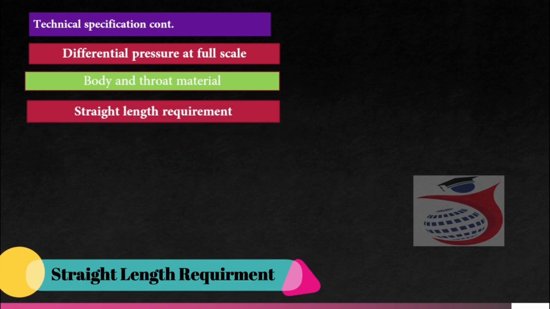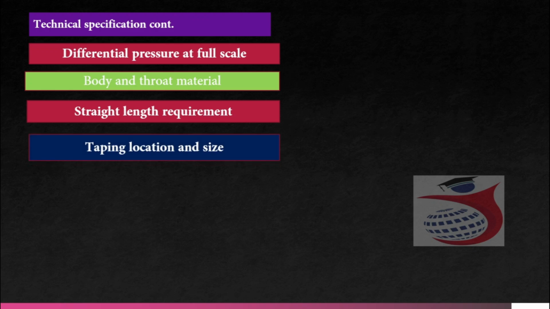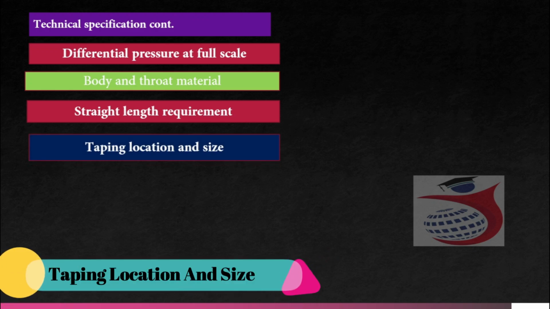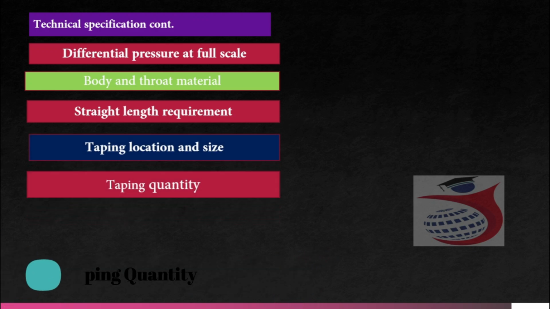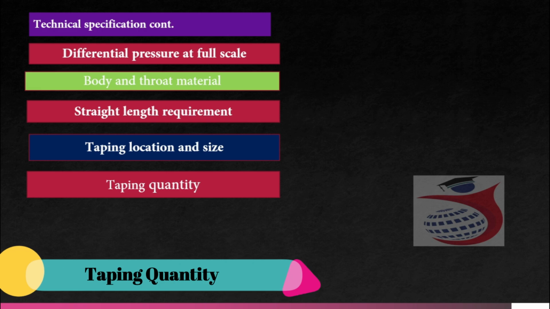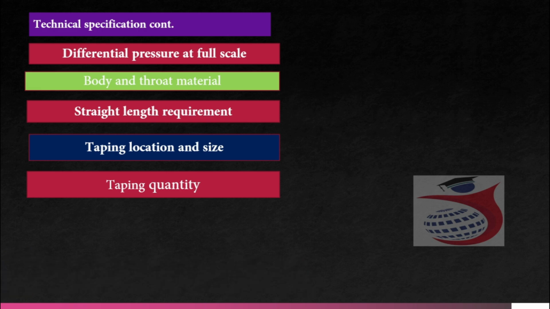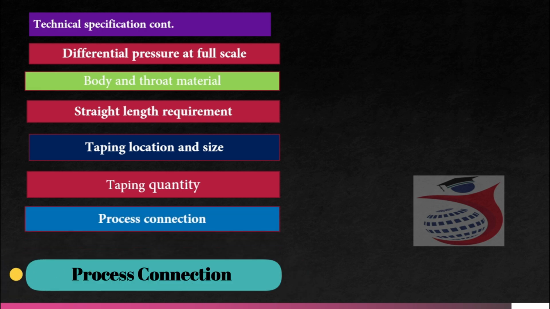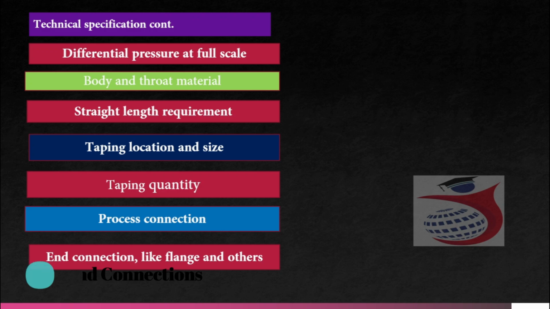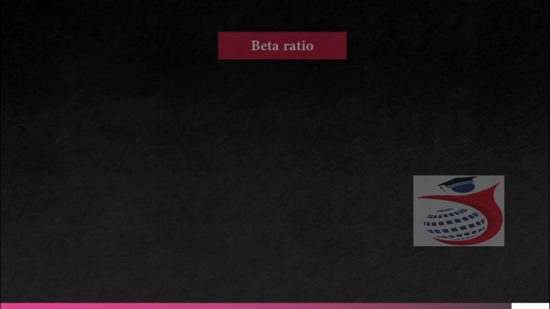Straight length requirement in upstream and downstream. Tapping location, their sizes and their use. Tapping quantity. How many tappings we need? 1, 2, 3, 4, like that. Process connections. End connection, like plain or weld type. All this is the technical specification that we should know before going to design or purchase any Venturi tube.